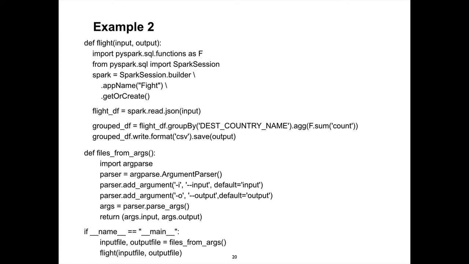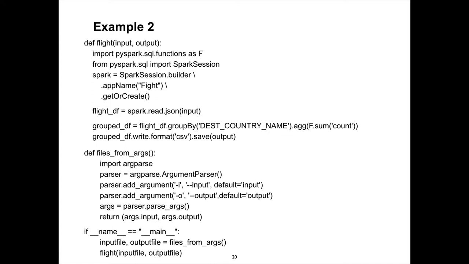Second example. We've seen this before. Again, I'm taking this flight data set and I need to read it, and then I'm basically doing something and then writing the output. I'm just aggregating by destination country name and computing how many flights have that. And then I'm writing the output, and I'm getting the input files and output files from the command line argument.